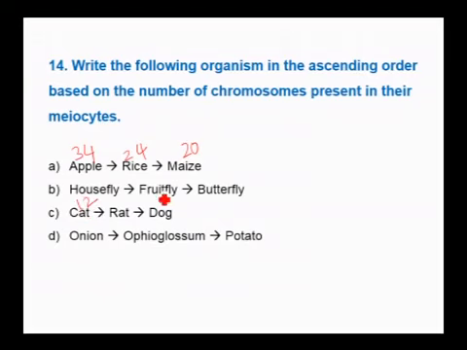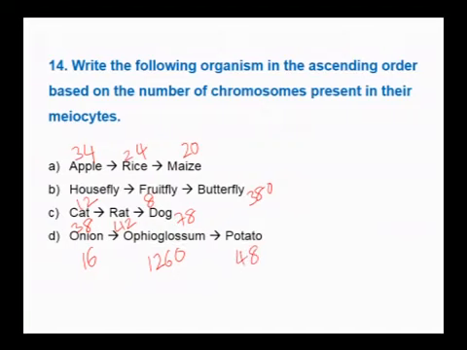Fruit fly has the chromosome number 8. Butterfly has the chromosome number 380. Cat has the chromosome number 38. Rat has the chromosome number 42. Dog has the chromosome number 78. Whereas onion, the diploid number is 16. In the old NCERT books, the haploid number is given as 16, but actually the diploid number is 16 and the haploid number is 8. Ophioglossum is the highest, a fern with 1260 chromosomes, diploid number.